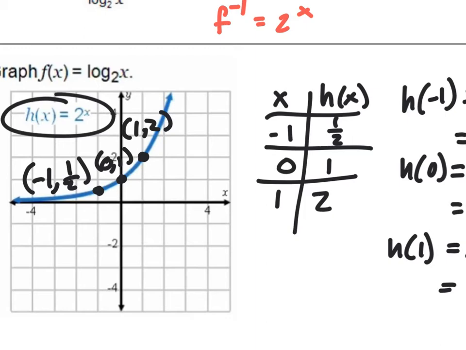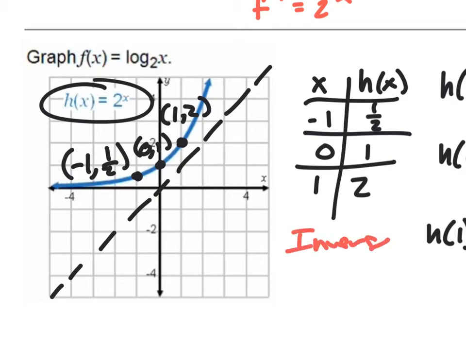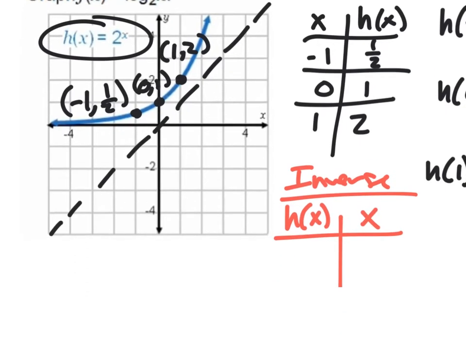So now, what's a logarithm? A logarithm is the inverse, and what do you do? You switch the x and y values. The one thing we do know is that they are reflected over the line y equals x. If I wanted to do the inverse here, then I have my h of x and my x column, and all I'm going to do is switch these around.